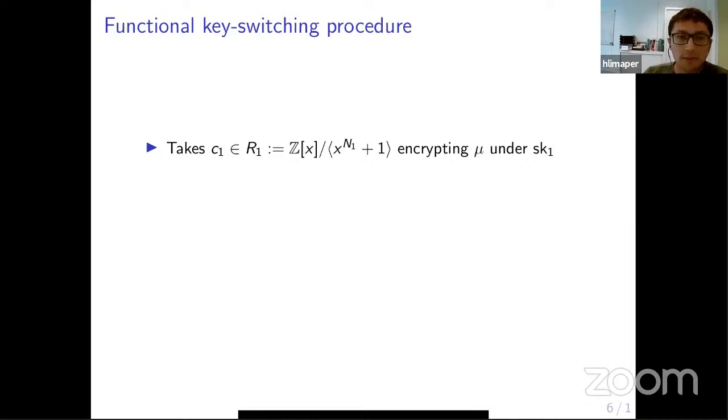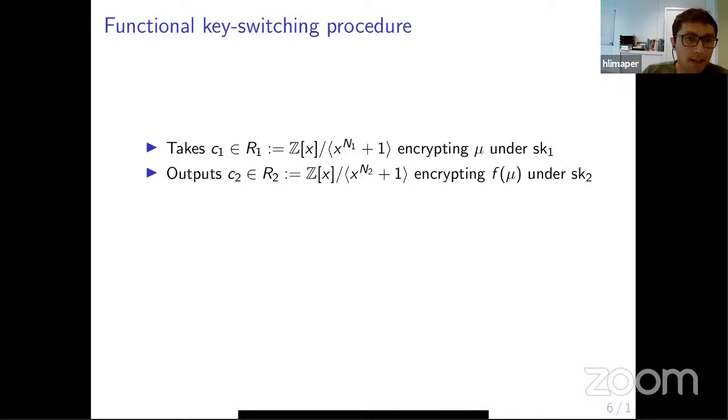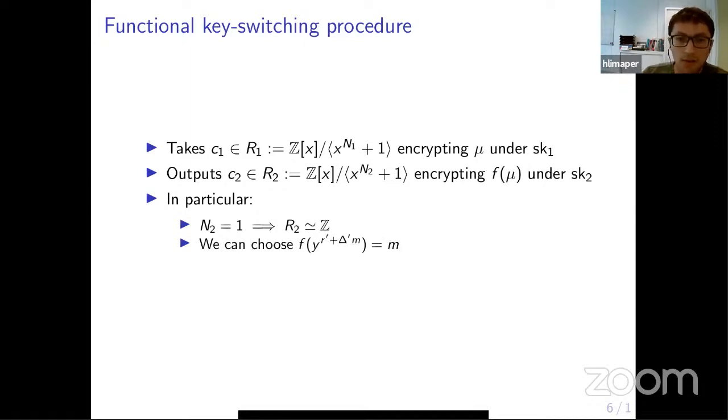So with this procedure, we can take a ciphertext that belongs to a ring R1 and encrypt a message mu under some key. And we can output a ciphertext in another ring, encrypting a function of the message under a second key. In particular, if we set N2 here to 1, then this ring R2 is just the integers. And also, because we know some bounds on R and on delta here, we can choose M such that F of this power of Y is M.